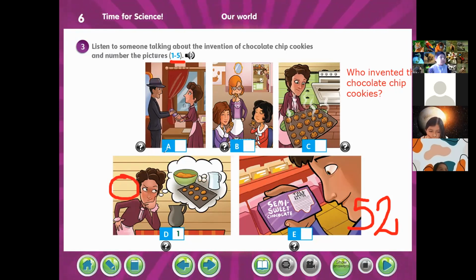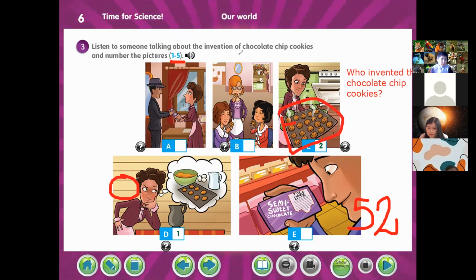What picture is the number 2? The C. Very good, the C. She used a different chocolate, and this chocolate didn't melt. Didn't melt, you know, no se derritió, didn't melt. So she decided to invite some tourists to try these cookies.